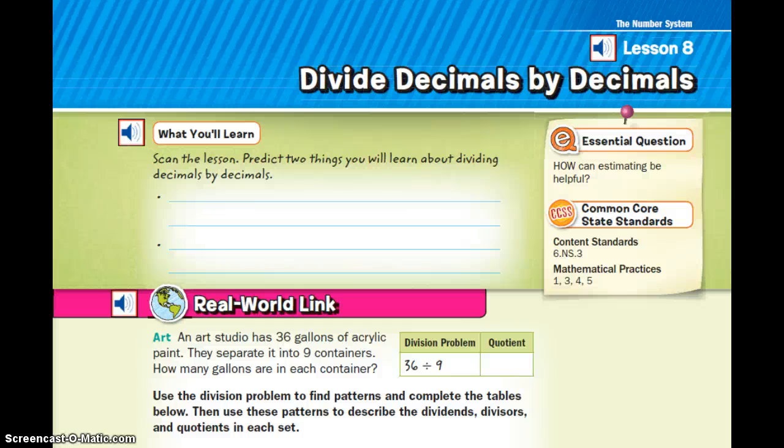We're on Chapter 3, Lesson 8, the last one of this chapter. Please turn with me to page 239, Dividing Decimals by Decimals. So, let's see. When might we divide decimals?